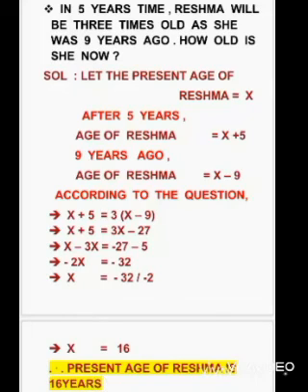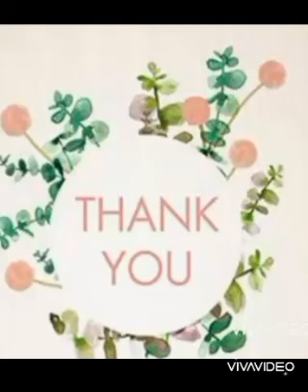Okay children? So children, in today's class I have explained few word problems. These sums are very very important children. I hope so you all are understanding, isn't it?